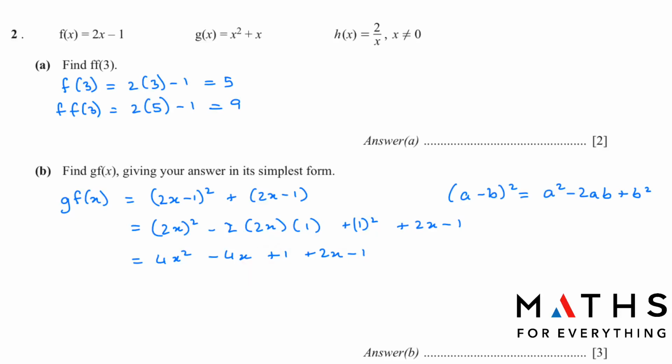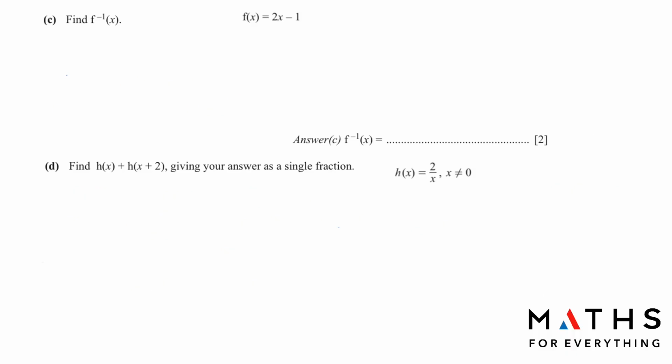Plus 1 and minus 1 will get cancelled. You will be left with 4x square minus 4x plus 2x is minus 2x. So that's the answer. C, we have to find the inverse of f of x.